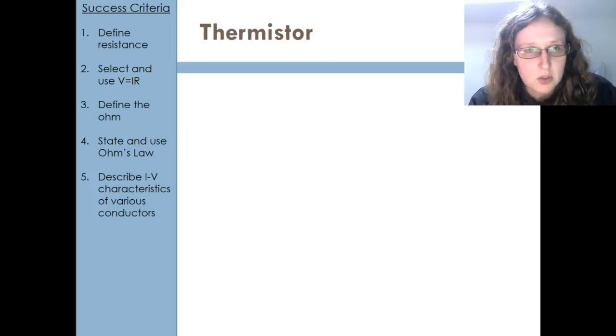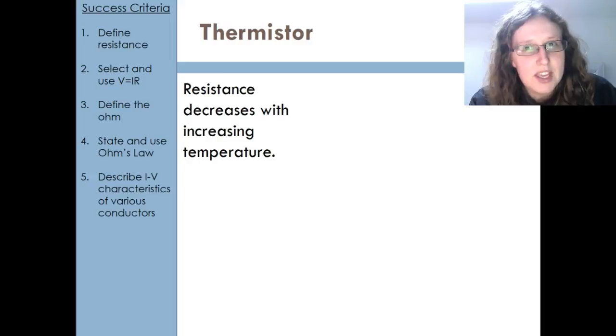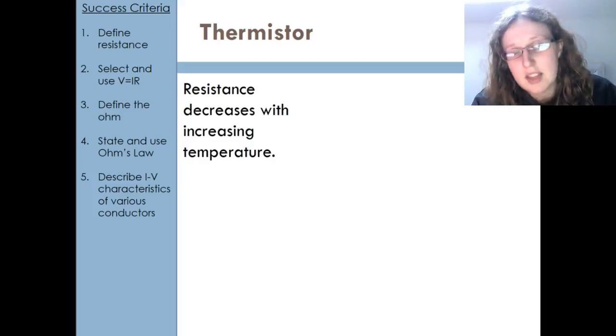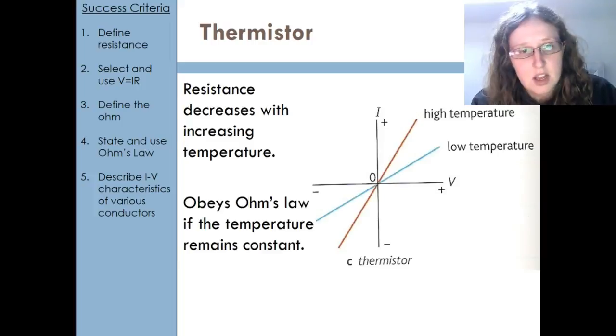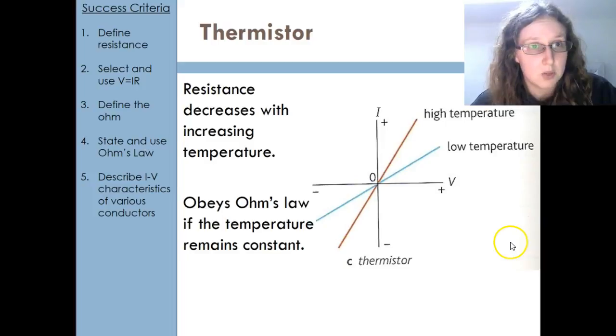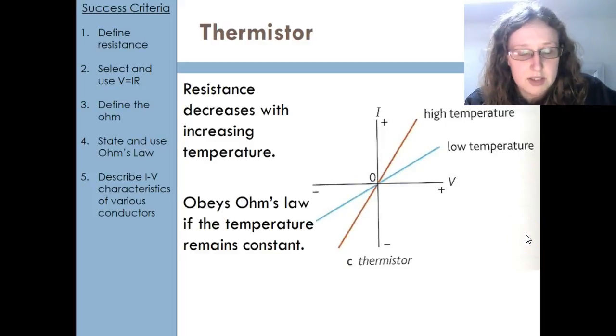I'm just going to very quickly talk about thermistors, because this is something I could throw in there. For these, as long as the temperature remains the same, the resistance will stay the same. But at different temperatures, they will have different gradients. So for here, I've got an example of one at a high temperature, so I've got a low resistance, and a low temperature, so I've got a high resistance. So as long as the temperature is the same, they do obey Ohm's law, same as a fixed resistor.